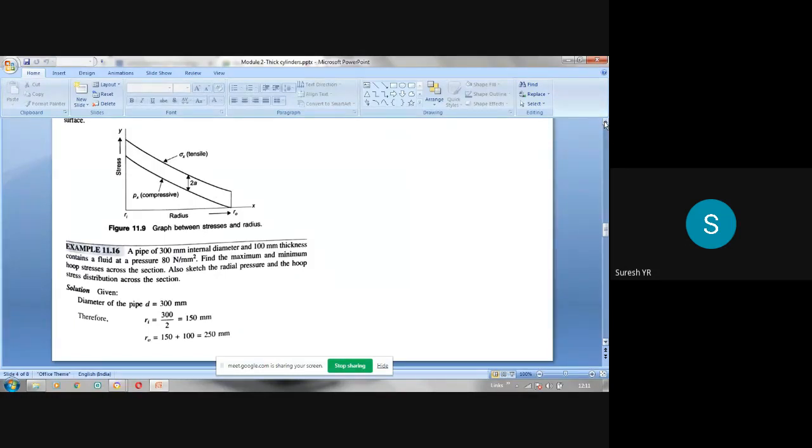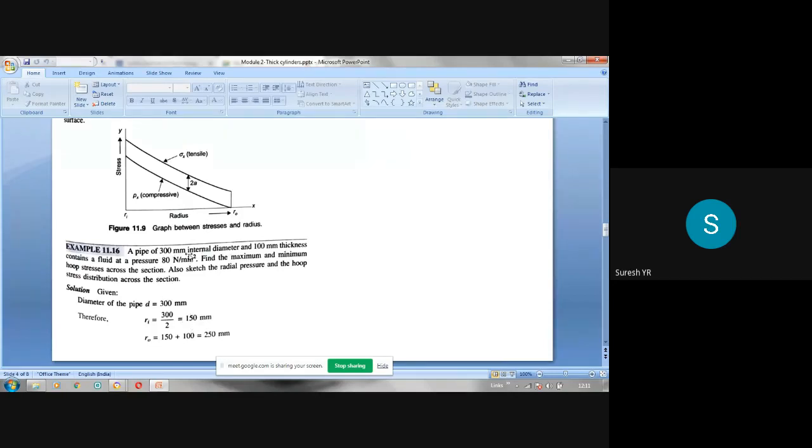Now let us take problems on that. A pipe of 300 mm internal diameter and 100 mm thickness contains a fluid at a pressure of 80 Newton per mm square. Find the maximum and minimum hoop stresses across the section. Also sketch the radial pressure and the hoop stress distribution across the section. Section means across the thickness. Here the thickness is given as 100 mm, internal diameter 300 mm.